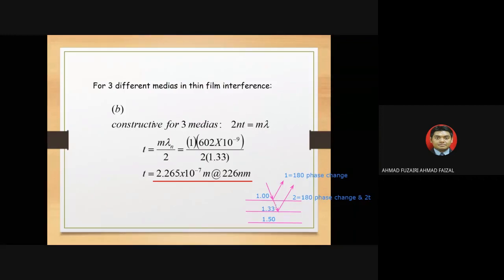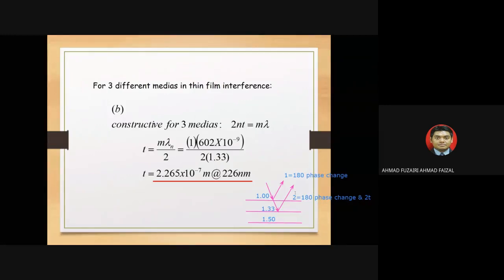Okay, next, when this incident ray reaches the bottom or the second boundary of the thin film, it will also experience 180-degree phase change because the third medium has a bigger index of refraction. So the second refracted ray will experience 180-degree phase change as well as an additional path length of 2t.